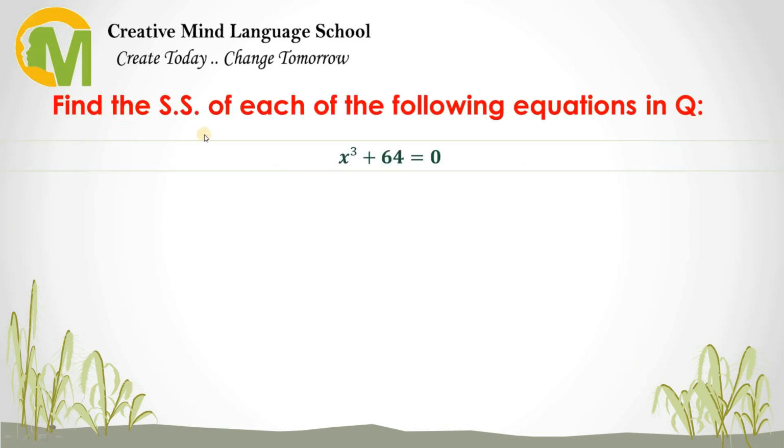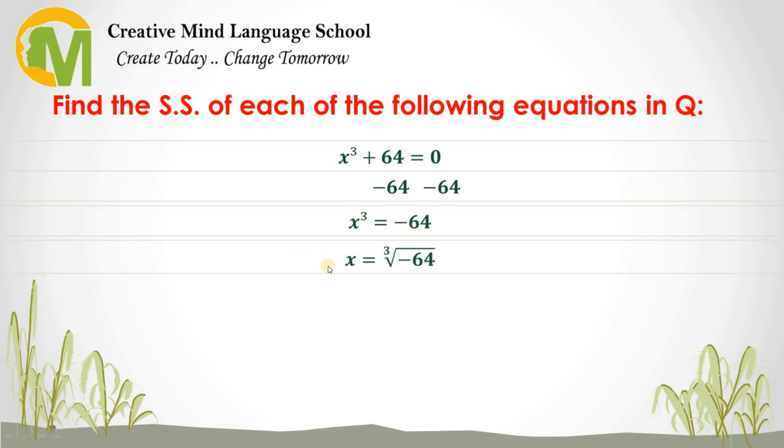Now let's try to solve the equations related to the cube root. Find the solution set of each of the following equations in Q. x cubed plus 64 equals 0. The first thing we do is get rid of this positive 64 by subtracting 64 from both sides. Positive 64 will be cancelled by negative 64 and x cubed will remain as it is, and on the other side 0 minus 64 gives negative 64. So the result is x cubed equals negative 64.